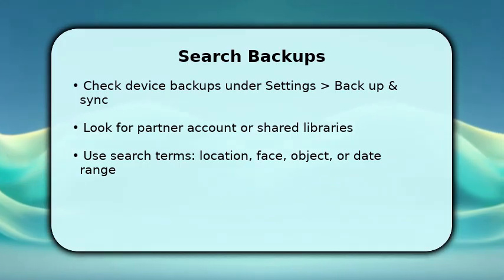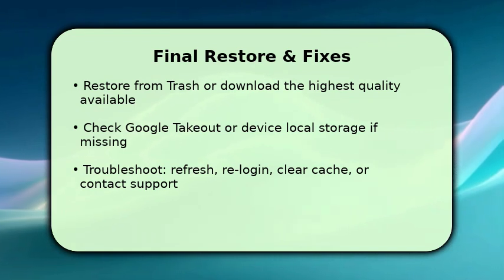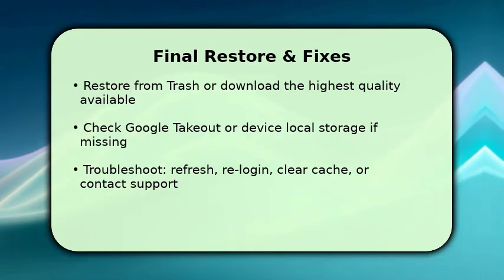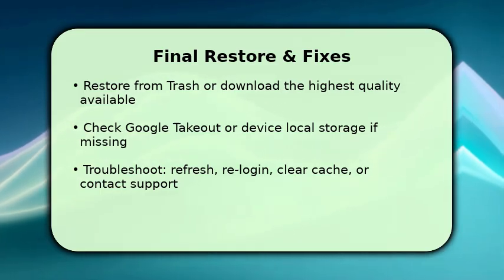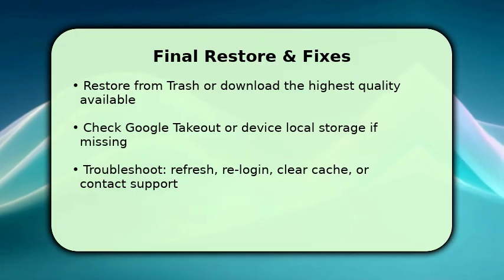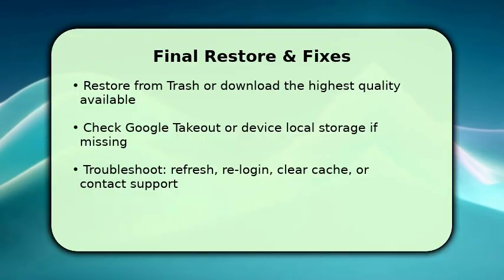Now finalize recovery. Restore found photos or select them and download the largest available size. If nothing appears, create a Google Takeout export to check archived data and inspect your device's local DCIM or backup folders. Make sure to refresh the app, sign out and back in, and clear cache, which often fixes display issues.